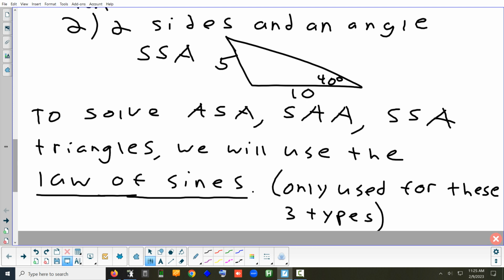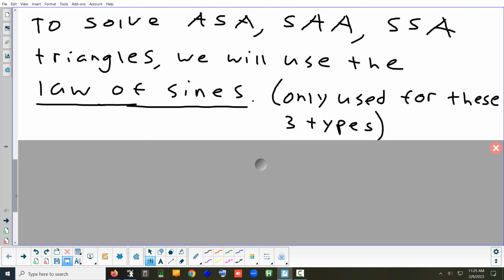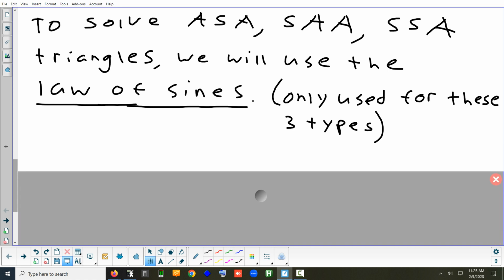Alright, what if you have three sides? Can you solve it? Yes. No. Never mind. Not with this. But the law of sines is used for these three types. So we're going to take a look at what the law of sines is, and then I'll show you how to use it in a problem.